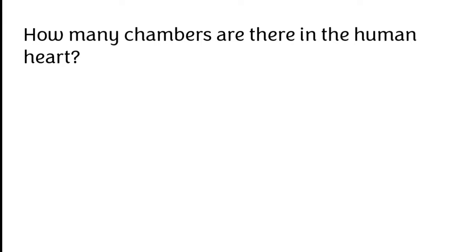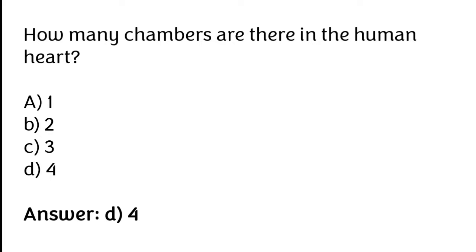How many chambers are there in the human heart? 1, 2, 3, 4. The correct answer is option D. There are four chambers in the human heart.